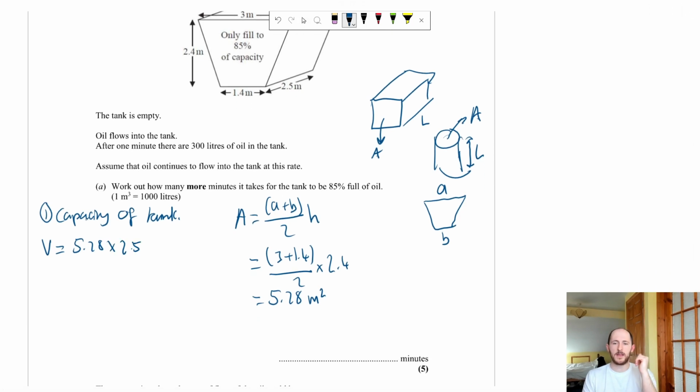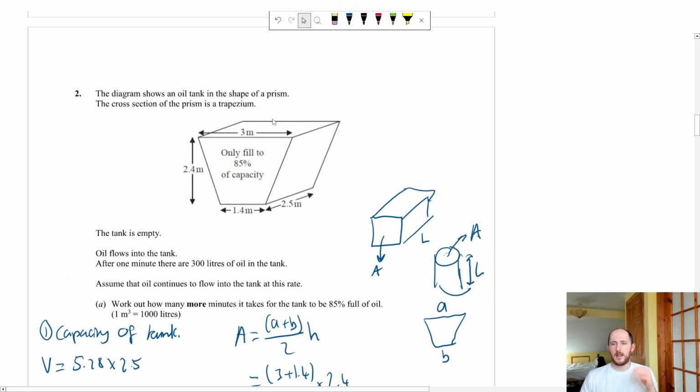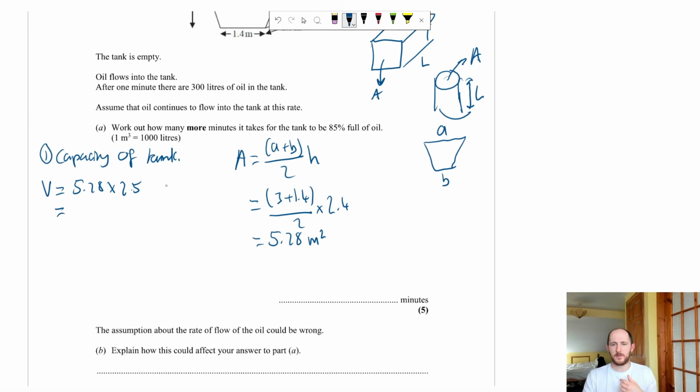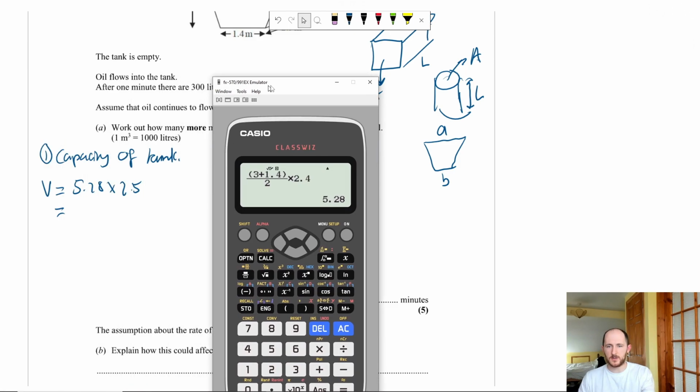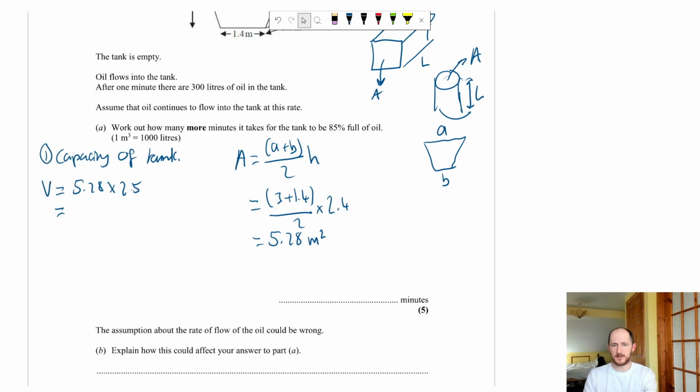Here's another good way you can check. Remember when I always say this in every video, they have to give you enough information to do the question, and they never give you extra information. We've used all of these numbers except the percentage, except for this one. So that's how I know it's also going to be the length. So times by 2.5 gives me 13.2 cubic meters.